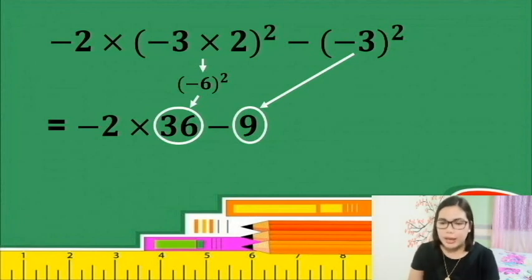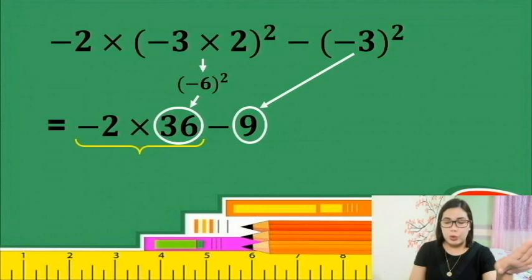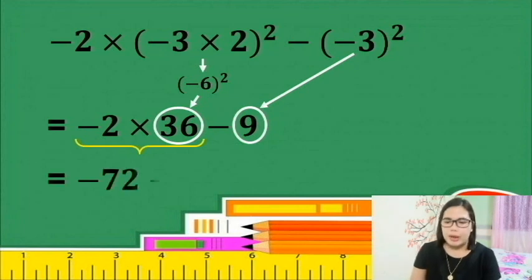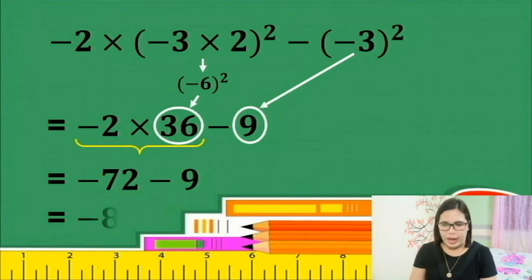Okay? And then, naa tay multiplication. So, we will multiply first. So, you have negative 2 times 36. That is equal to negative 72 minus 9. What is negative 72 minus 9? You have negative 81. Yay!